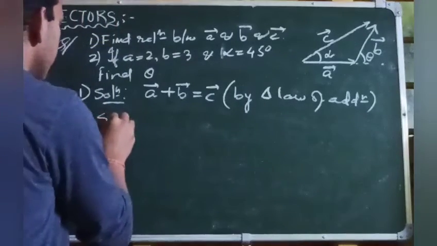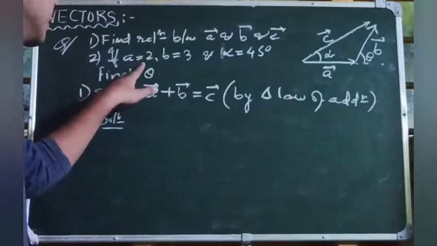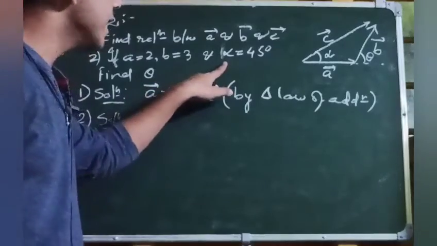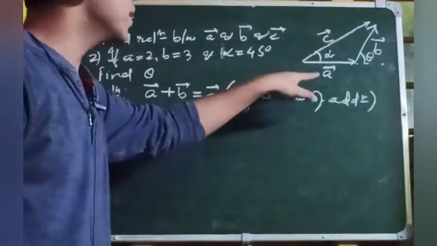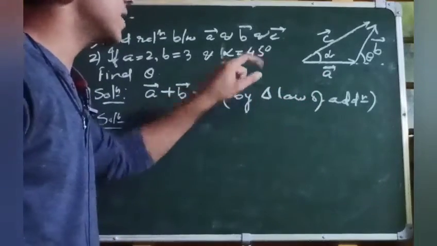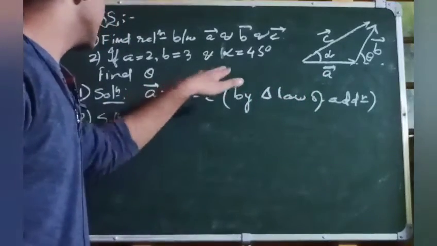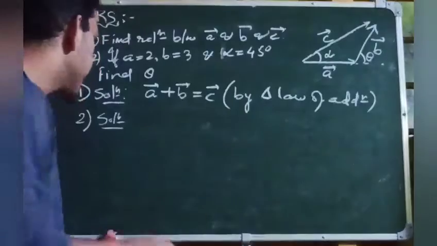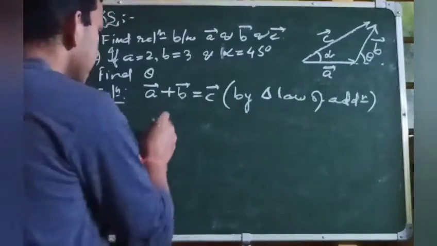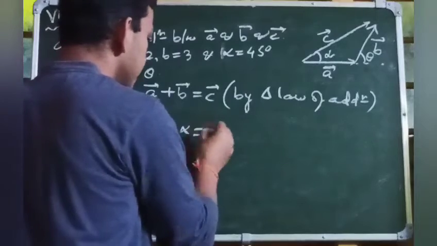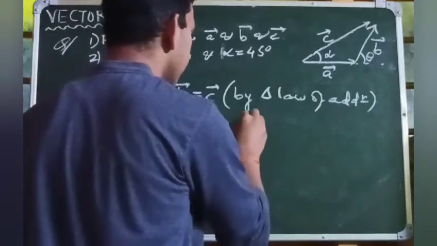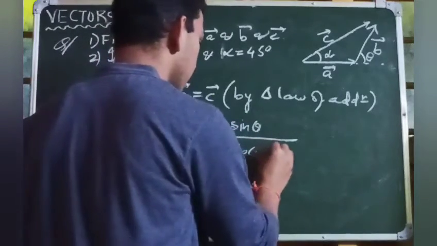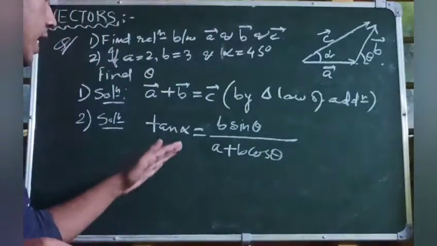Now, in this question, the question number 2, we are given that the magnitude of A vector is 2, the magnitude of B vector is 3, and the angle that the resultant C vector is making with A vector is alpha, which is basically 45 degree. So now, using these conditions, we are to find the angle between A vector and B vector, which is theta. Now we can use the direct formula, which is tan alpha is equal to B sin theta upon A plus B cos theta. I hope all of you have remembered this formula.